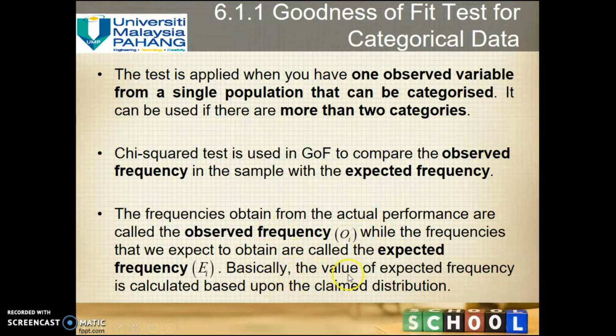Basically, the value of the expected frequency is calculated based upon the claimed distribution. So the expected frequency here we calculate based on the distribution of our data. To make it easy, if you have Poisson, normal or binomial, we calculate based on that distribution. We have a specific formula that we use to calculate the expected frequency for each.